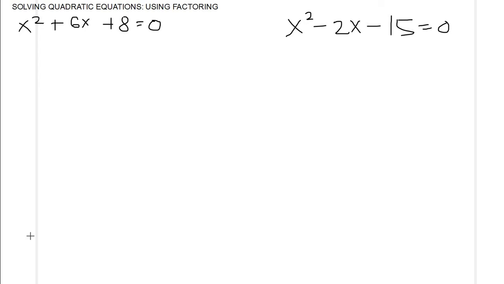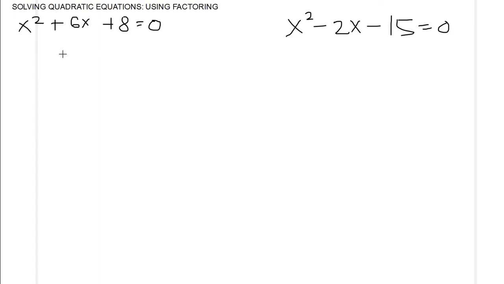Hi everyone! So today we're going to learn how to solve quadratic equations using factoring. To do this, we will deal with two equations: x squared plus 6x plus 8 equal to 0 and x squared minus 2x minus 15 equal to 0.